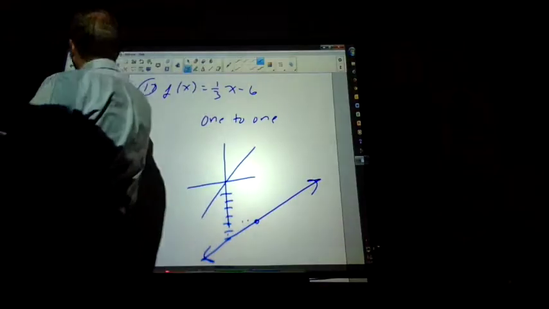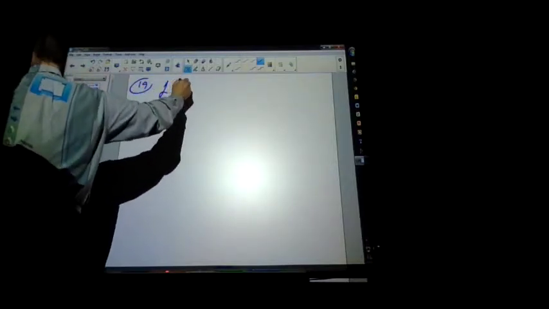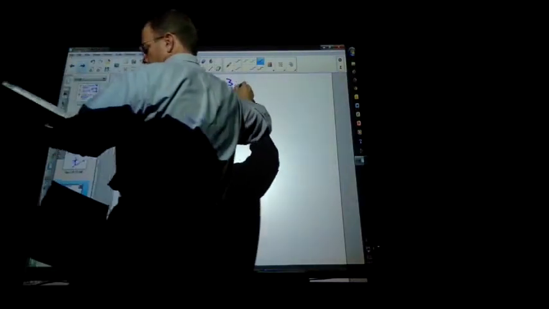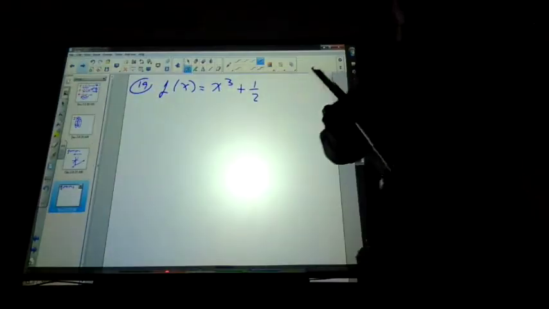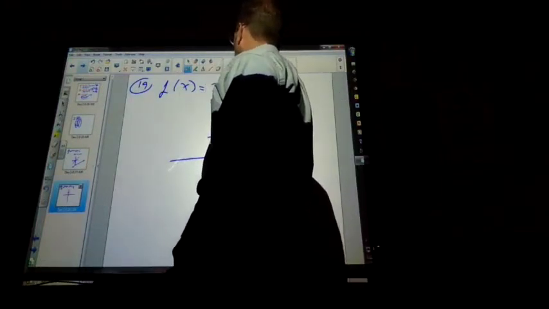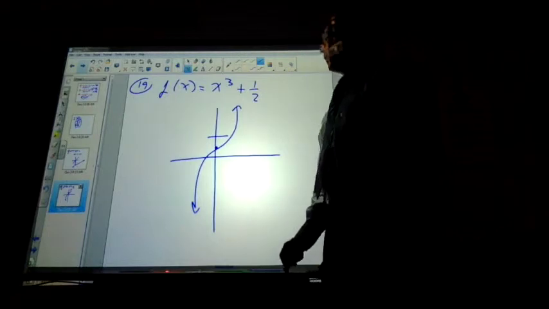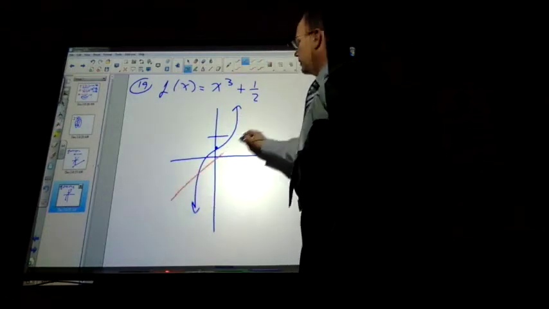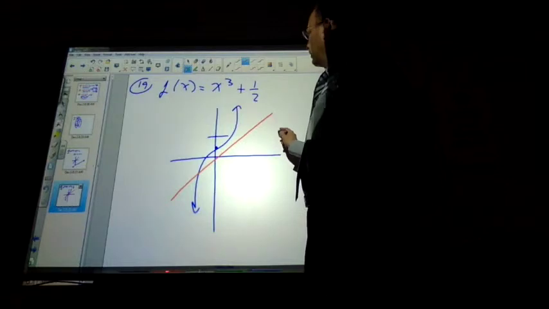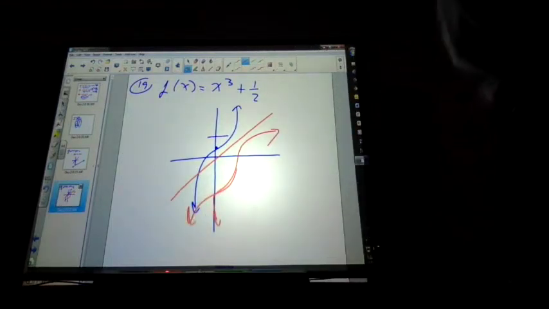Then we go to 19. Some of these are going to start getting goofy on me. 19, f of x equals x to the third plus 1/2. First thing you should know is, what does x to the third as a graph look like? Well, it's shifted up half. And that's what the x to the third graph would look like. Do you think that if I had this line drawn here, my inverse would probably look something like this? Something like that. The answer is yes. So if it's x to the third and hasn't done anything real special, I'm sure it's going to be 1-to-1.